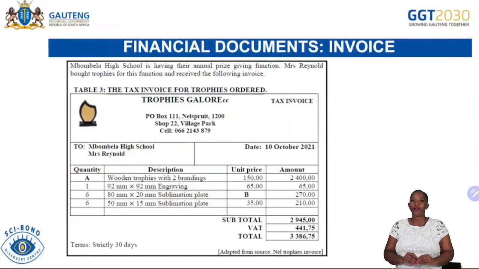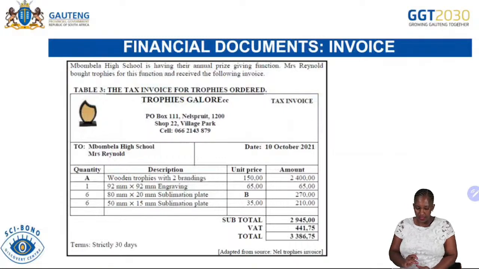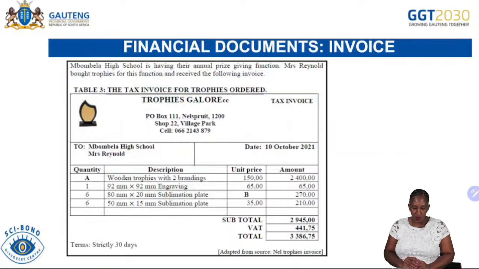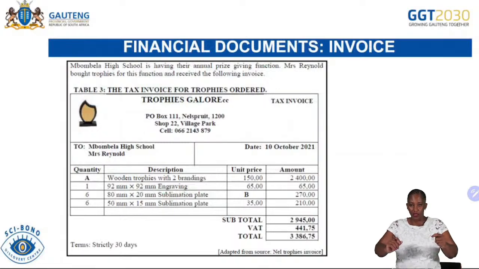We also have an invoice. We spoke about the invoice. This is an example of an invoice. Now here on this invoice, it says Mbombela High School is having their annual prize giving function. Fine. Mrs. Reynolds bought trophies for the function and received the following invoice. Now she bought the trophies. They're giving her the invoice that shows what she bought, the items that she bought.